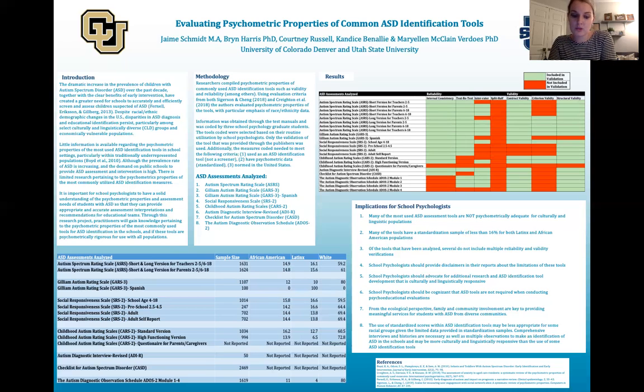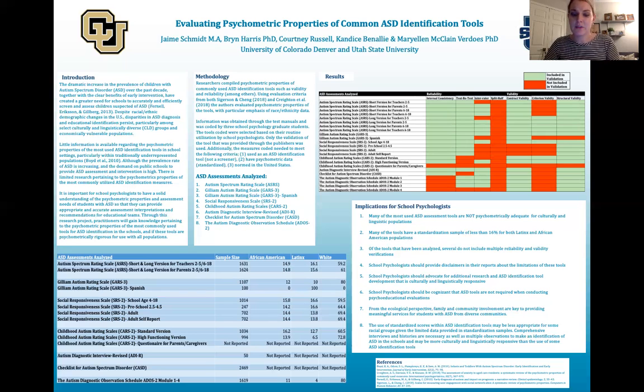We compiled components from both of these studies to create our protocol for evaluating the psychometrics of these common ASD identification tools. Included within our protocol were validity and reliability, so many different kinds. We looked at content validity, structural validity, association with other variables, response processes, internal consistency, interrater, test-retest, split-half, criterion validity, construct validity, and response and administrative burden.